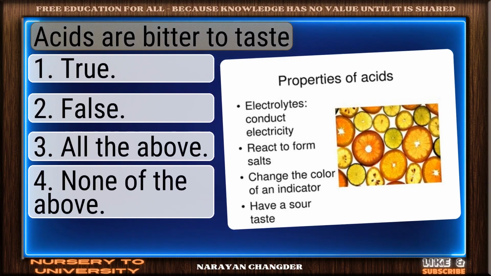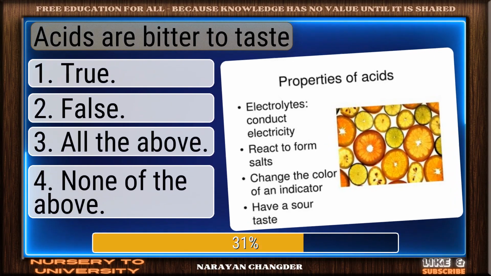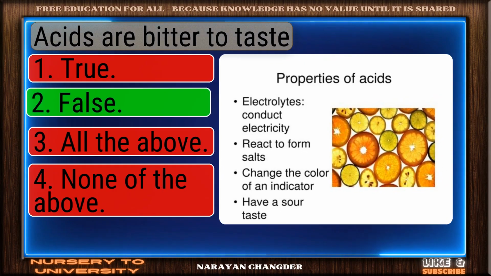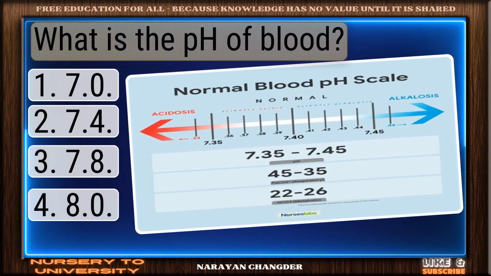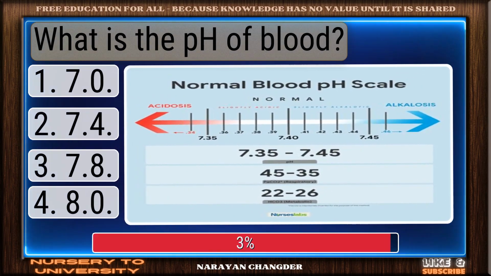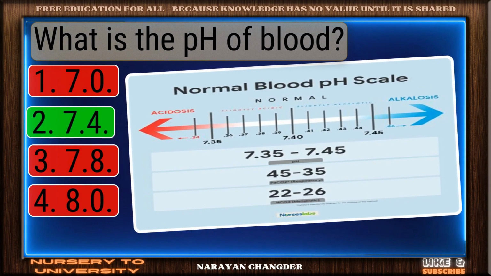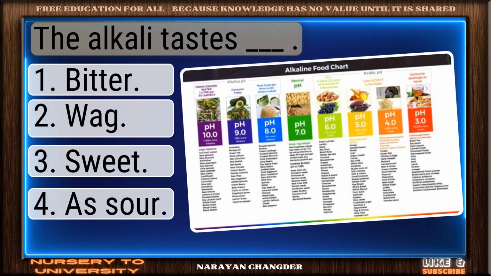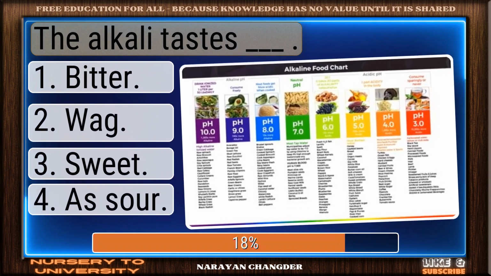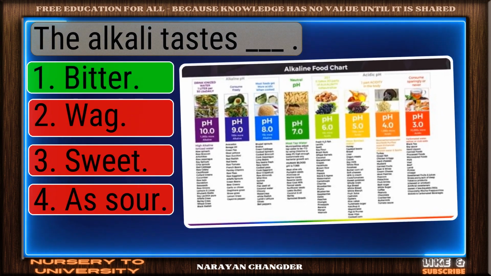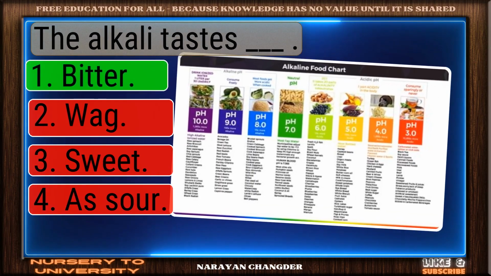Question number 203. Acids are bitter to taste. Nicely done. False is a solid answer. Question number 204. What is the pH of blood? 7.4 is true. Question number 205. The alkali tastes dash. Good thinking. Bitter is the right answer.